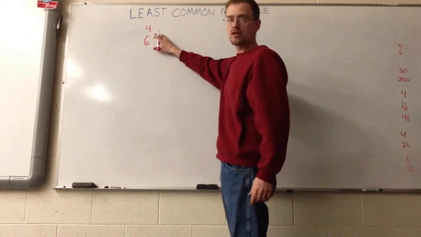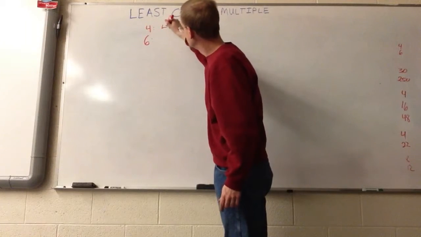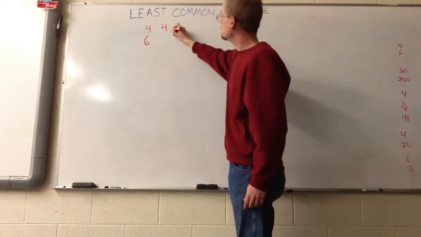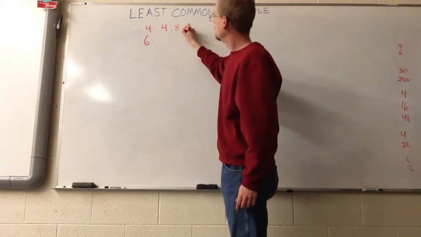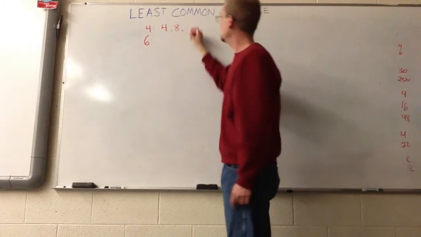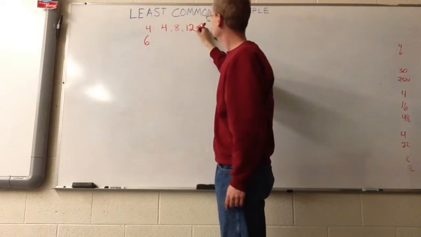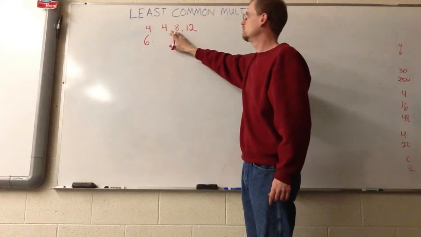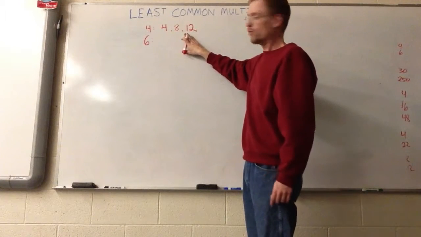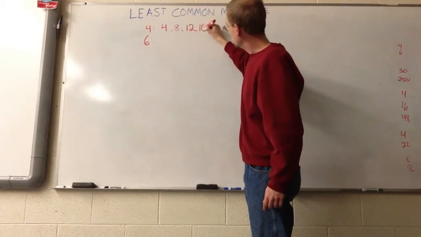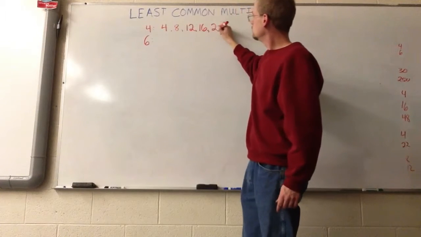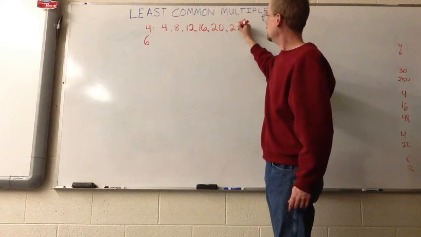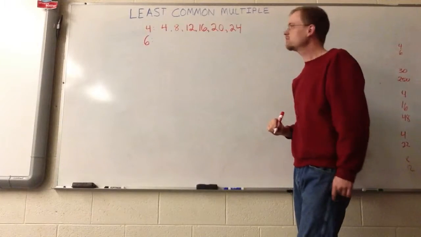So, 4 times 1 is 4. 4 times 2 is 8. 4 times 3 is 12. Okay? This would also be counting by 4. So if we keep going, 4 plus 4 is 8, plus 4 is 12, plus 4 is 16, 20, 24. I think that'll be enough.